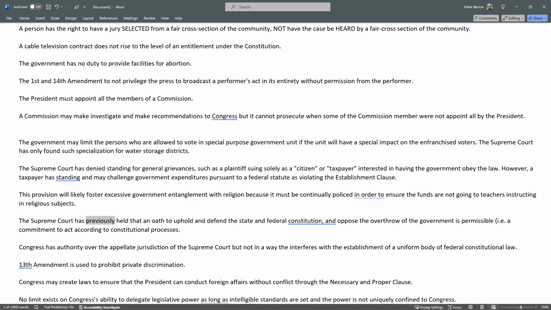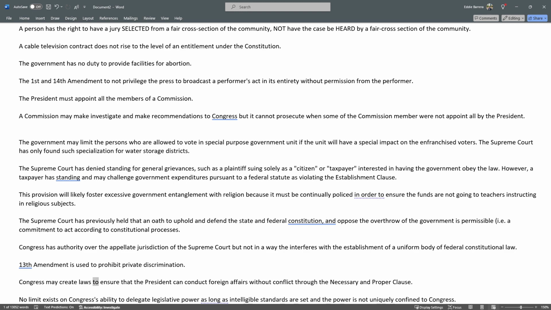The Supreme Court has previously held that an oath to uphold and defend the state and federal constitution and oppose the overthrow of the government is permissible, i.e., a commitment to act according to constitutional processes. Congress has authority over the appellate jurisdiction of the Supreme Court, but not in a way that interferes with the establishment of a uniform body of federal constitutional law. The 13th Amendment is used to prohibit private discrimination.